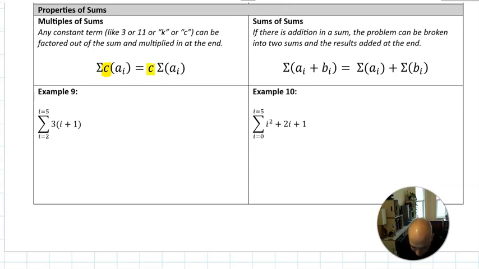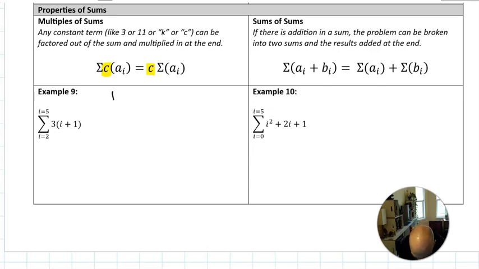You can actually bring that constant out. It's almost like factoring out the 3, so that instead of multiplying each term by C, you multiply all the terms by C at the end after you add them up. Here's what that looks like, or how that might be useful. So say I had this expression from I equals 2 to 5 of 3i plus 1.